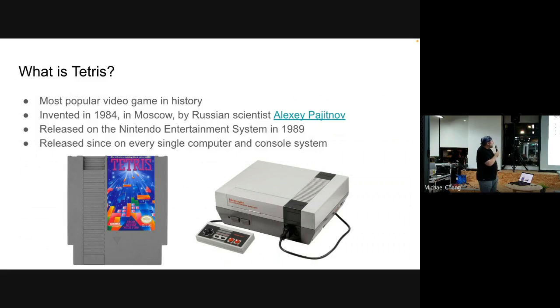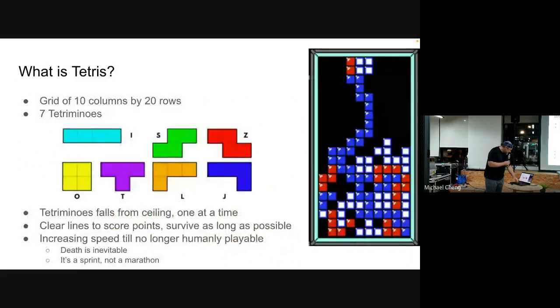Right. Okay, so what is Tetris, or Classic Tetris? Well, Tetris is the most popular video game in history. It was invented in 1984 in Moscow by Russian scientist Alexei Pajitnov. It was released on the Nintendo Entertainment System, this machine here, in 1989. And it has been released since then on every single computer and system.